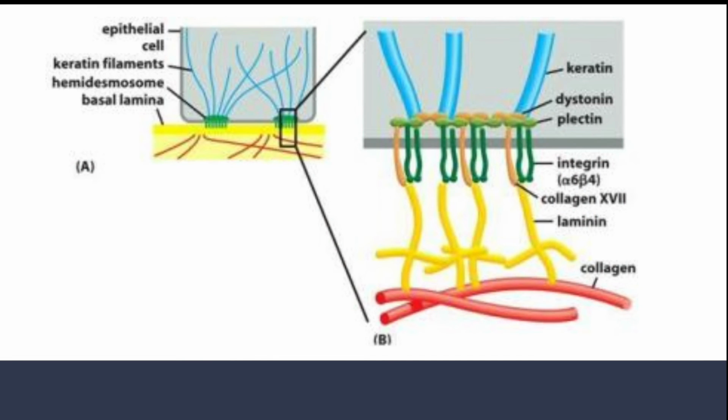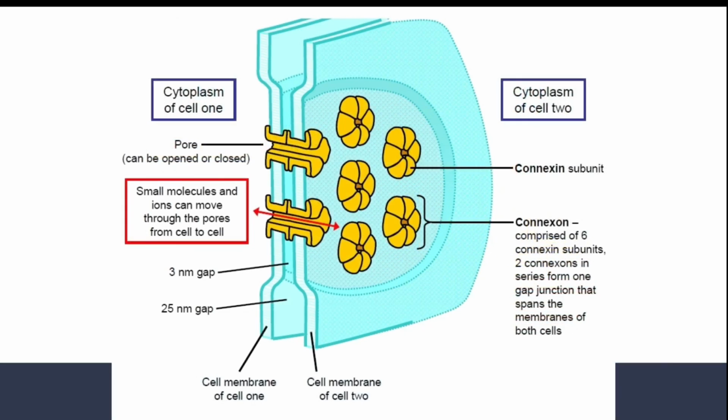Hemidesmosomes bind an epithelial cell to the basal lamina. We see this in the top left portion of the image. In the blown up portion on the right, we see that the integrins in hemidesmosomes are linked to collagen in the basal lamina. Gap junctions are a more private form of communication between neighboring cells, and they are openings.